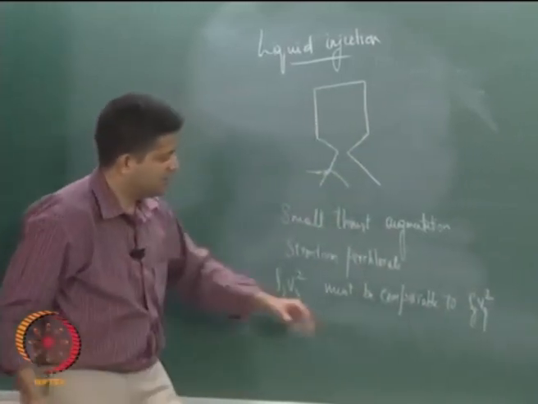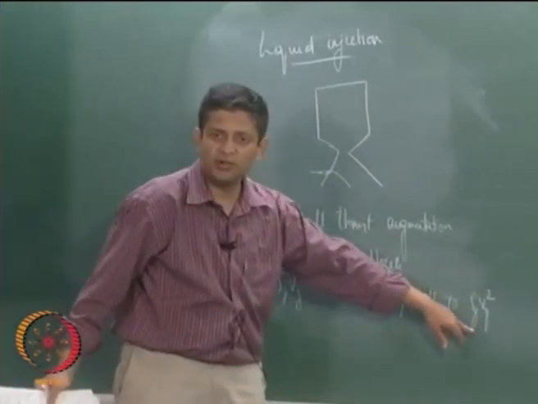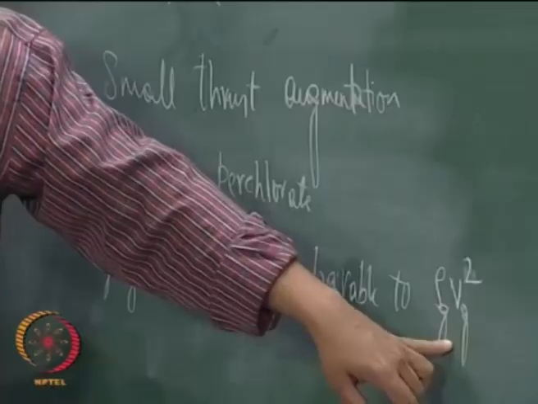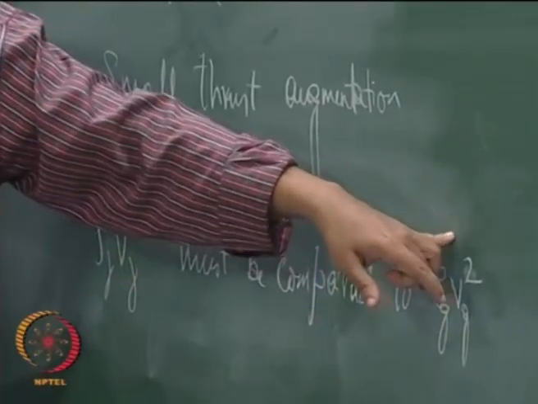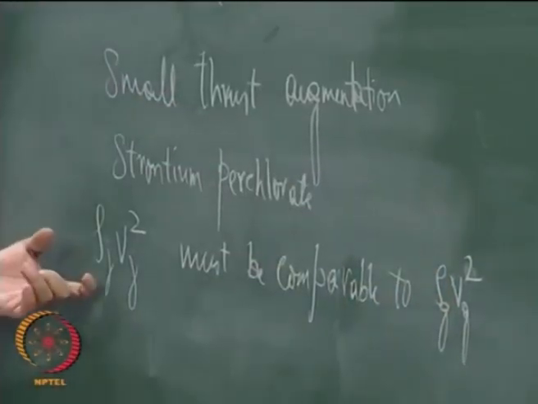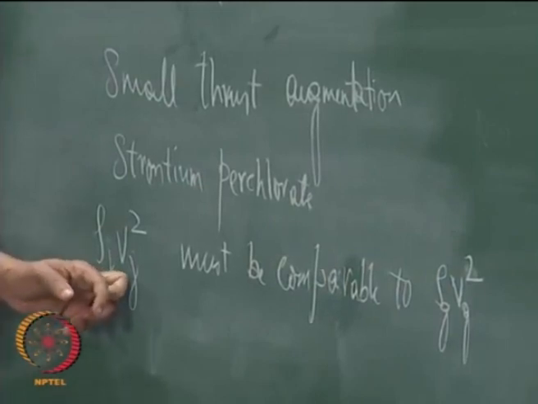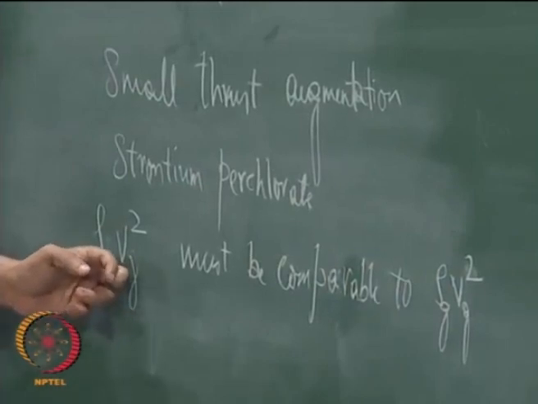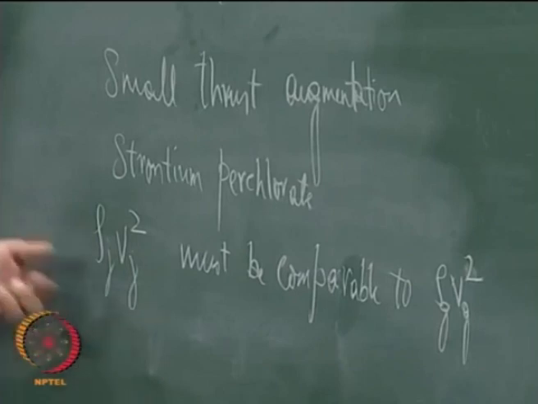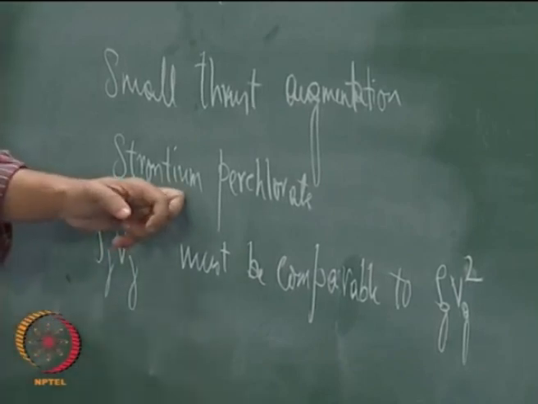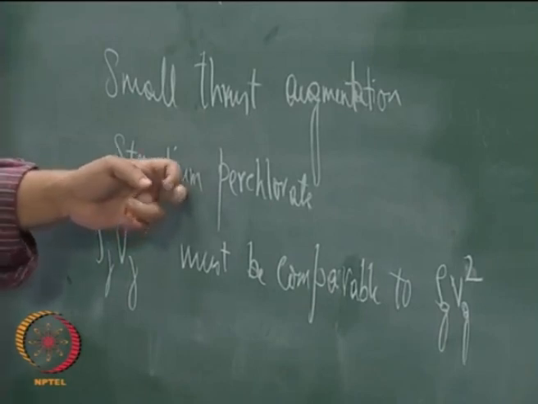Now if you notice here, the density of the gas is very small but the velocities are very large, and that is squared, right, whereas here the liquid velocities are not going to be so large. So you need to make it up with a higher density liquid, which is why this strontium perchlorate is used.